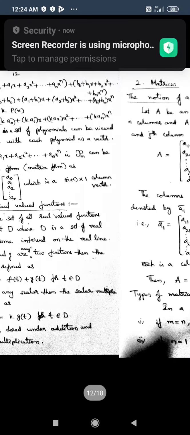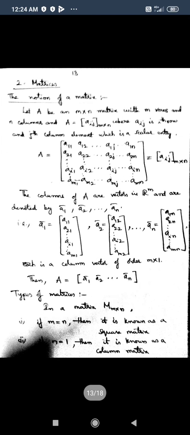Okay, children, with this I will close the class today. This is the second topic, prerequisites for linear algebra, that we have gone through.